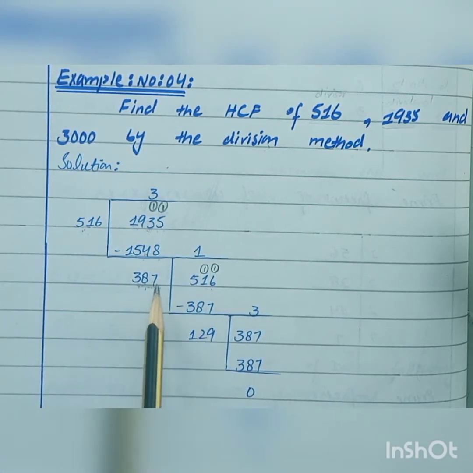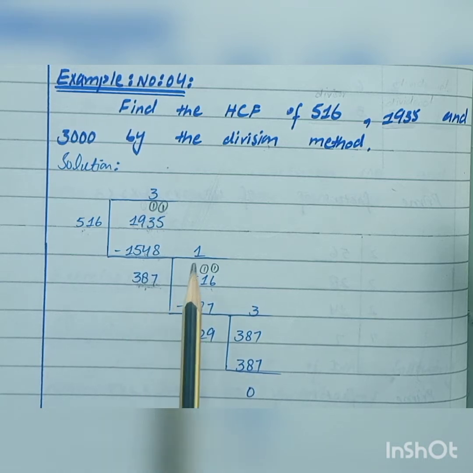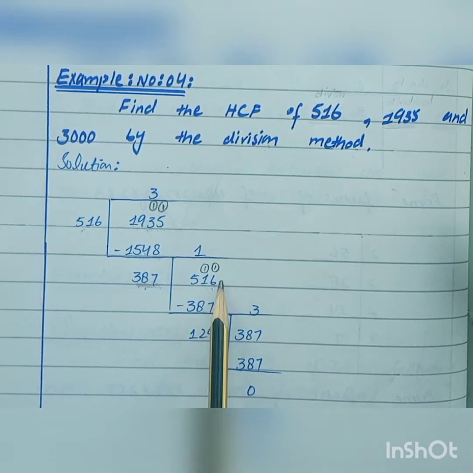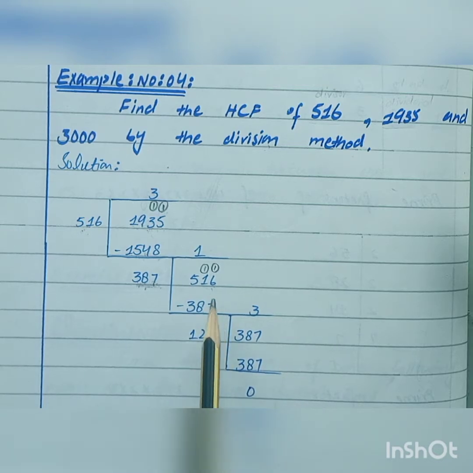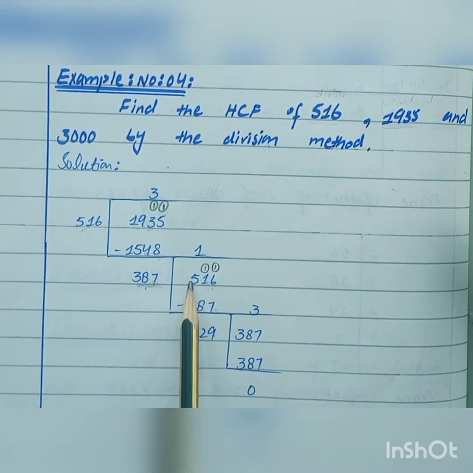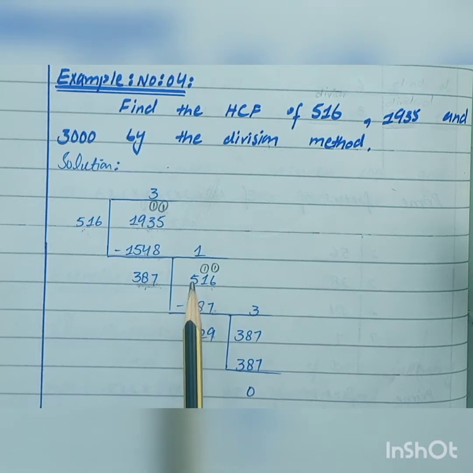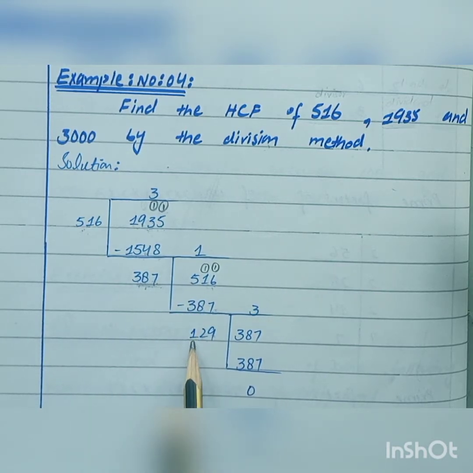Next, divide these two numbers. 387 times 1 is 387. Then subtract these two numbers. 6 is smaller than 7, so carry from 1. 16 minus 7 is equal to 9. 1 becomes 0, so carry from 5. 10 minus 8 is equal to 2 and 5 becomes 4. 4 minus 3 is equal to 1.